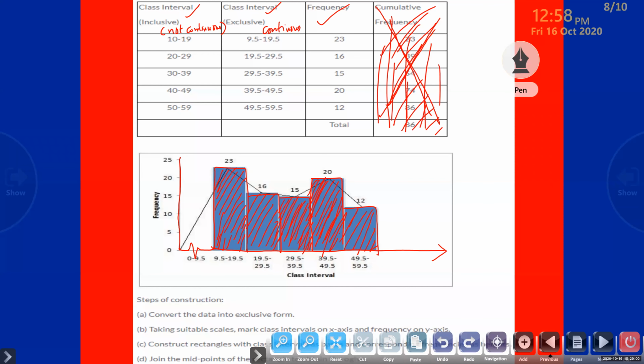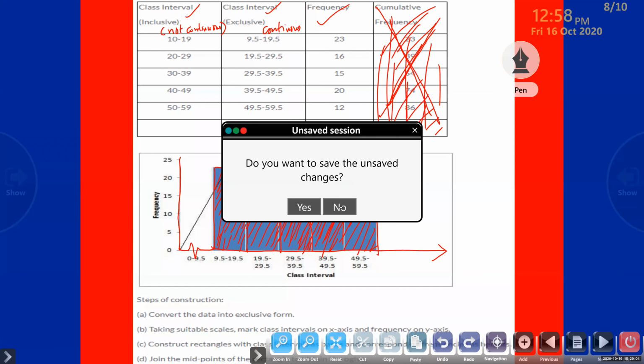Yes, children. So this was your histogram. Okay, so it's time to wind up the class. Okay, children. Ma'am, can you show that once more? One minute, children.